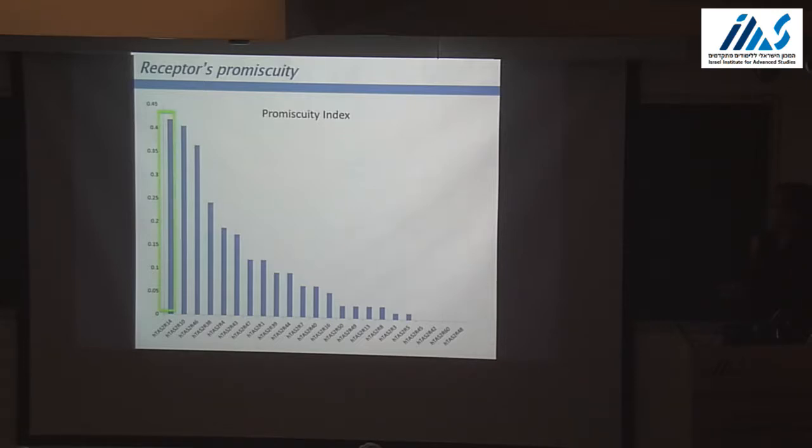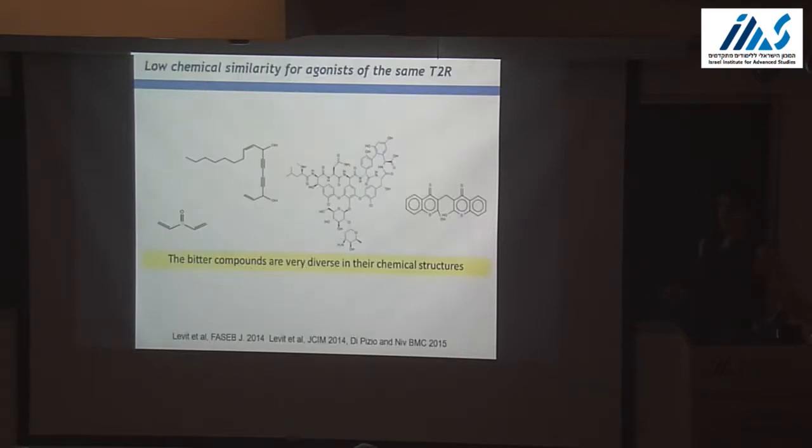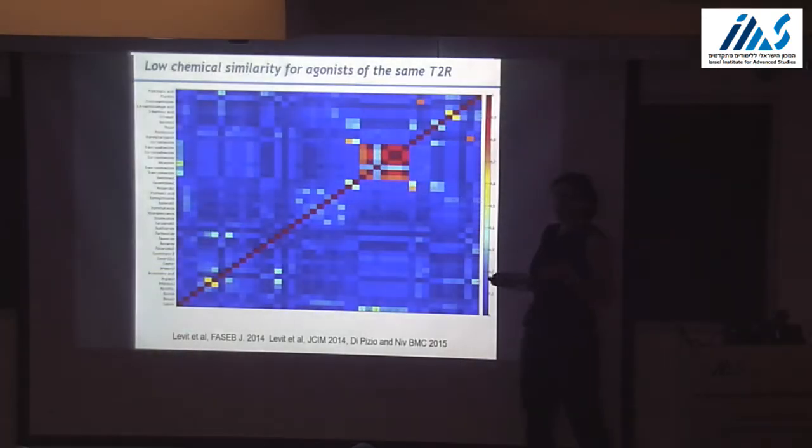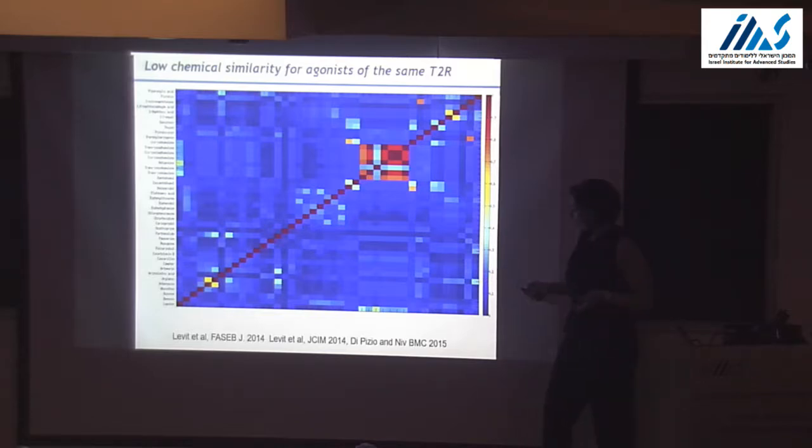So if we look at the most promiscuous receptor, the T2R14, one of the bitter taste receptor subtypes, and we look at the ligands that activate that particular single receptor, it looks really crazy because they're ligands that are completely dissimilar from each other, and they still activate the same receptor. We wanted to understand how this is possible. If we just quantify the chemical similarity, in blue you see very, very low chemical similarity calculated by the Tanimoto coefficient here.